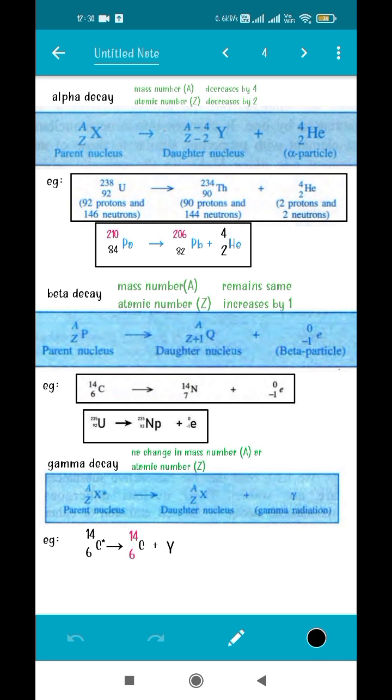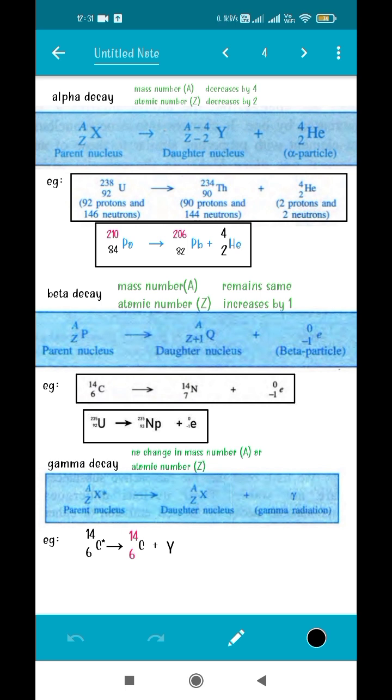Now for beta decay, what happens? The mass number will not change, it will remain the same. Why? Because beta particles are actually electrons, and electrons have negligible mass, so no change in mass, but the atomic number will increase by 1. See the examples. Carbon 14, 6 is becoming nitrogen 14, 7. The mass number is not changing, but the atomic number is increasing by 1. It becomes 7 from 6, and an electron is removed. You can also write beta particle, you can use that symbol also.